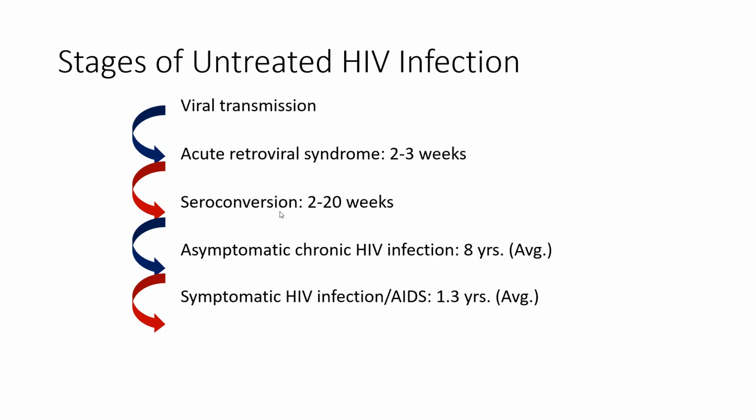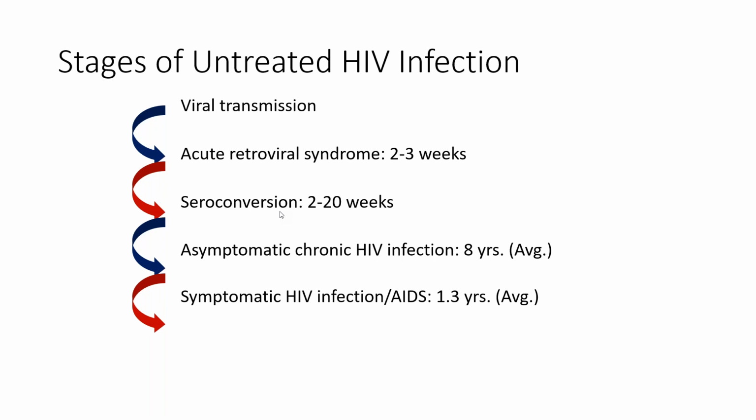That means the body mounts an immune response to the incoming HIV virus. And this immune response, which is initially IgM and then later IgG, is able to control viral replication to a certain extent. And that virus, which was replicating at tremendous rates, is brought down to a certain level. And then it stays at that level after seroconversion happens. That means after antibodies develop in the person's body.